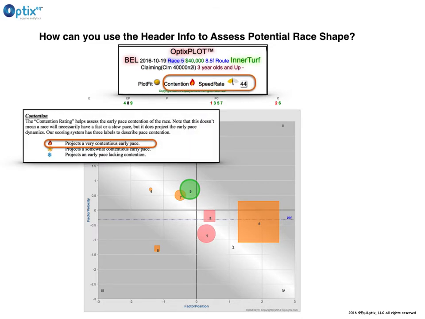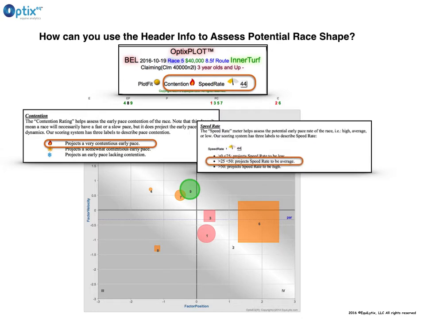You can see that we have 2 components. One is contention, one is speed rating. So what does the contention mean? It just means, are the horses going to be bunched up based on their past performances? Does it put them in maybe the same space? We think in this case, it potentially does. So we think that this is a very contentious early pace. And we think the speed rating is above average at 44. So we have an above average speed rating, and we're projecting some contention here.